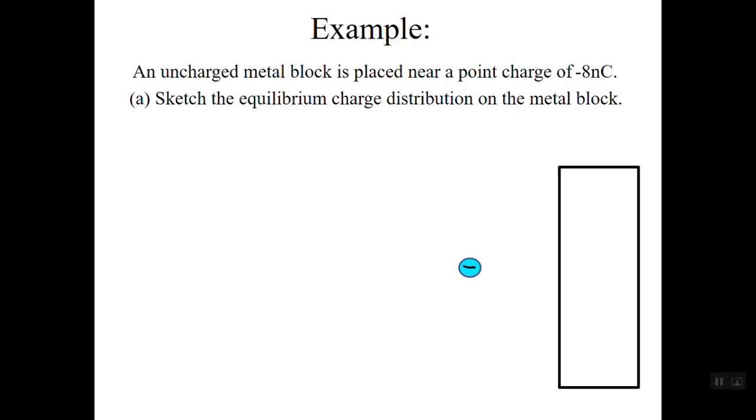First, an uncharged metal block is placed near a point charge of -8 nanocoulombs. Sketch the equilibrium charge distribution on the metal block. Pause the video and try to sketch this before continuing. The negative point charge is the source of the external electric field acting on the conducting block. So we know what happens.